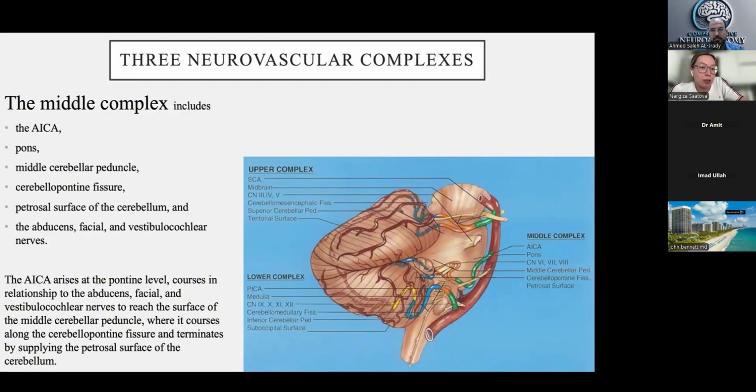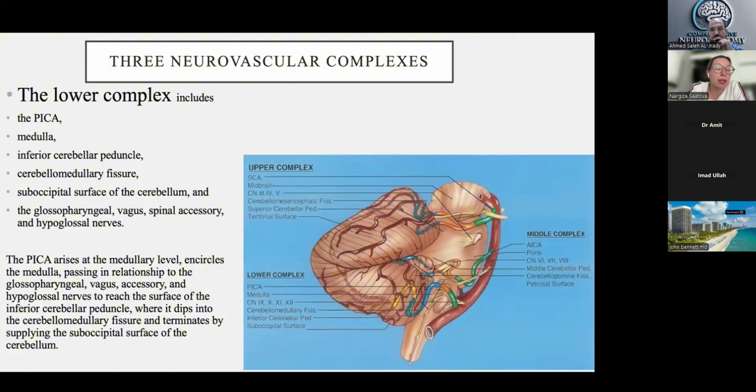Then we have the middle complex, which includes the AICA, anterior inferior cerebellar artery, pons, middle cerebellar peduncle, cerebellopontine fissure, petrosal surface of the cerebellum, and the 6th, 7th, and 8th nerves. The AICA arises at the pontine level, courses in relationship to the 6th, 7th, and 8th nerves to reach the surface of the middle cerebellar peduncle, where it courses along the cerebellopontine fissure and terminates by supplying the petrosal surface of the cerebellum.